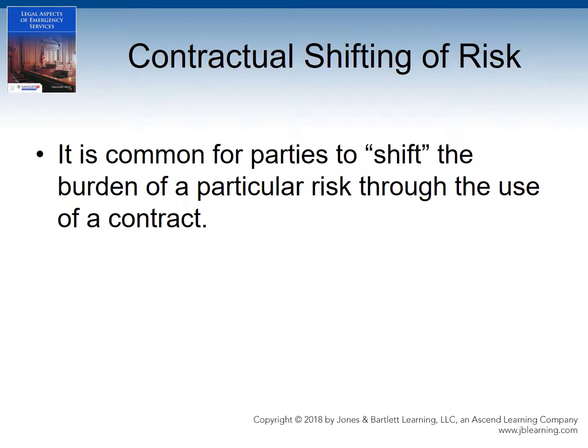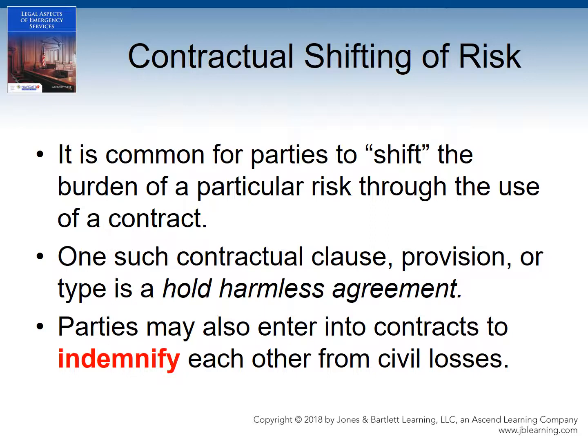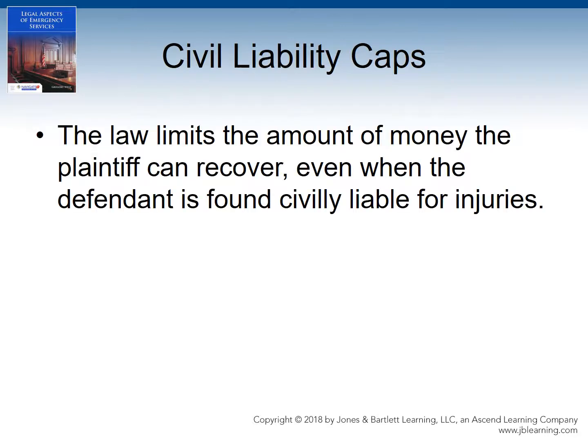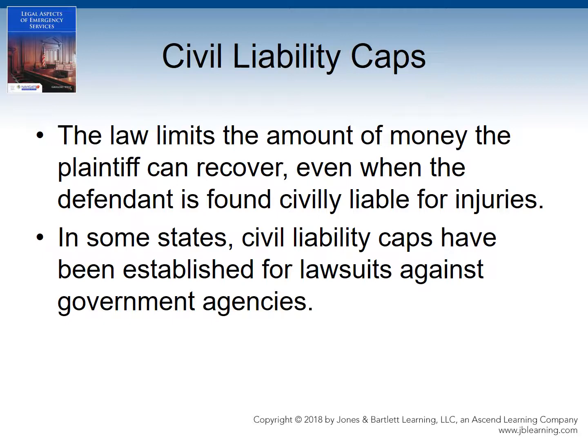It is also not uncommon for parties to a contract to shift the legal burden for a particular risk within the contract. Hold harmless agreements, indemnification clauses, and subrogation language are all designed to shield one party or another in a contract from the risks of legal liability for actions related to the terms of the contract. As already mentioned previously, many jurisdictions also have laws that cap civil damage recoveries. Such laws limit the amount of money the plaintiff can recover, even if the defendant is 100% responsible for the plaintiff's injuries. In some states, there are also civil liability caps that apply specifically to governmental agencies or activities.